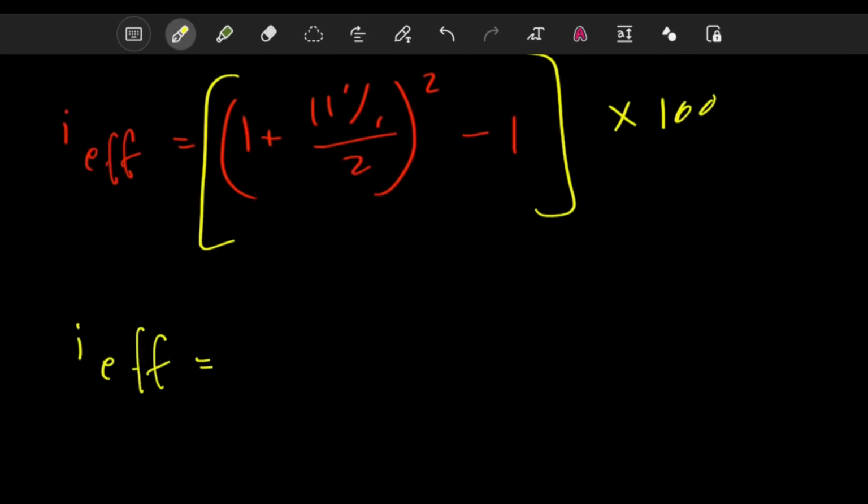So all this into the calculator. As a percentage, it comes out as 11.30% if you round it off to 2 decimal places.